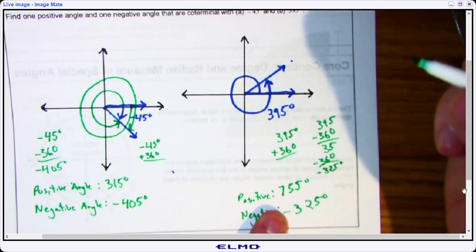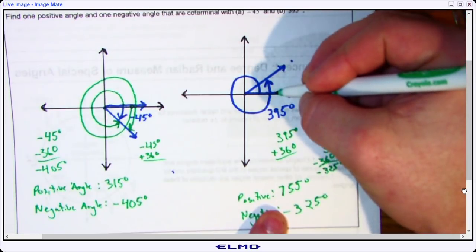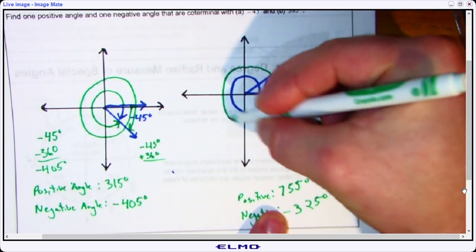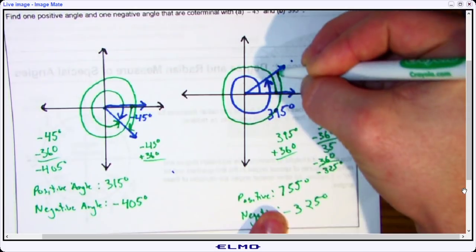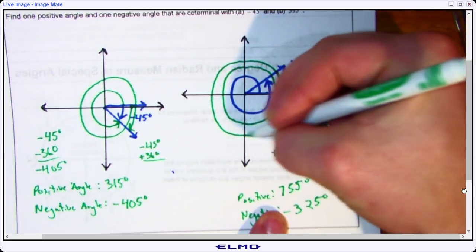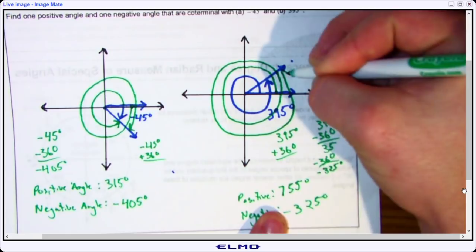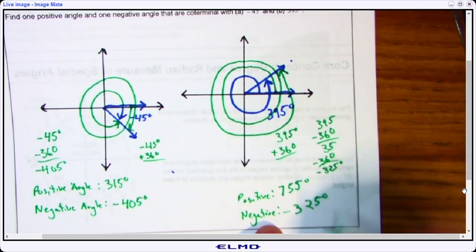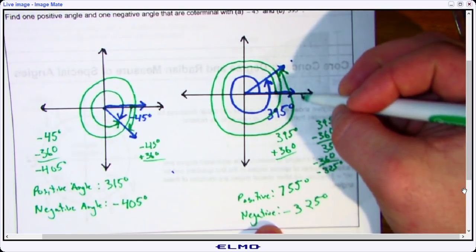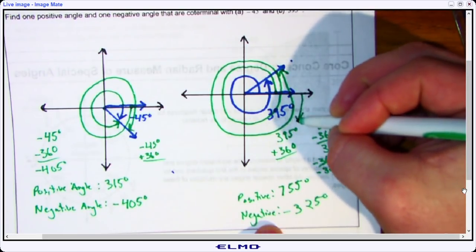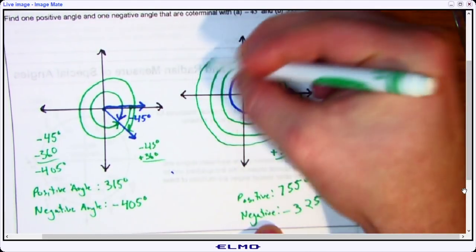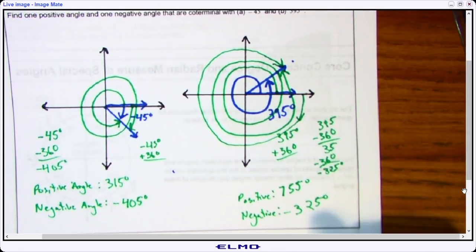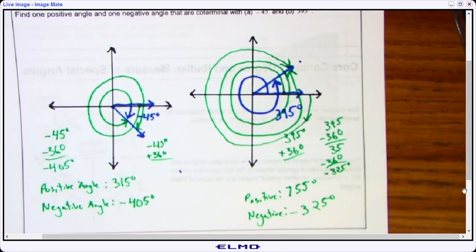So this positive 755 degrees would be starting here. We go around one entire time and then around again. It would just get us here. And then for negative 325, that'd be starting here but going in the opposite direction, going this way. We end up in the same spot every time. So that's all a coterminal angle is. It just means you would end up in the same spot.